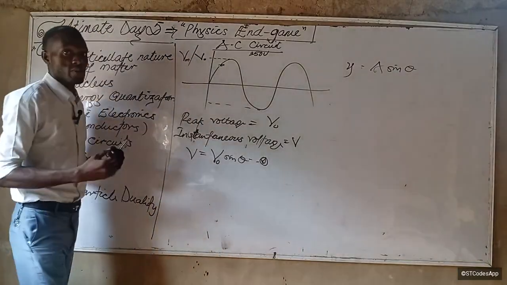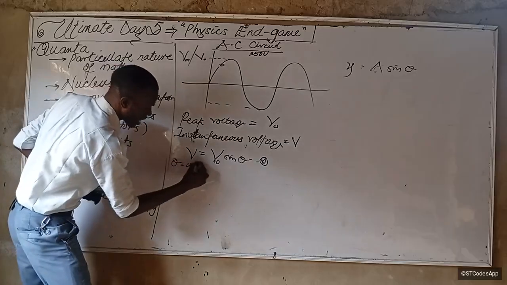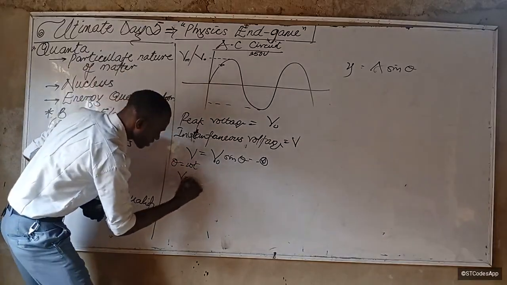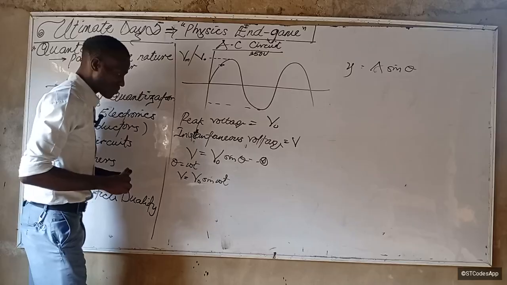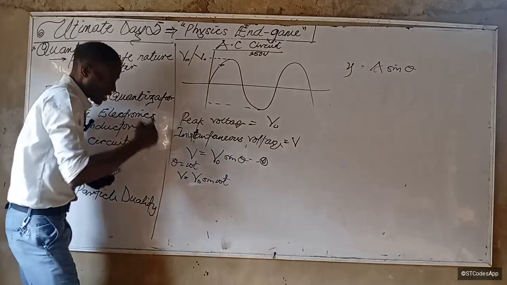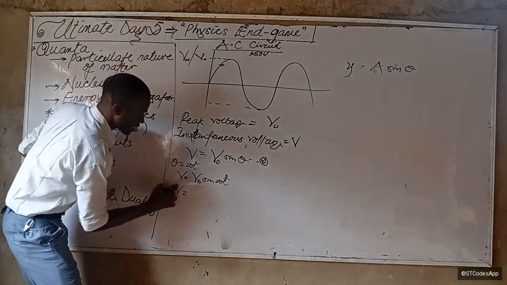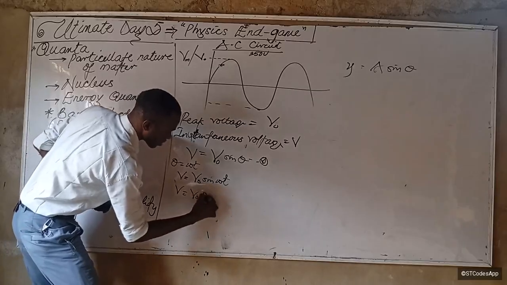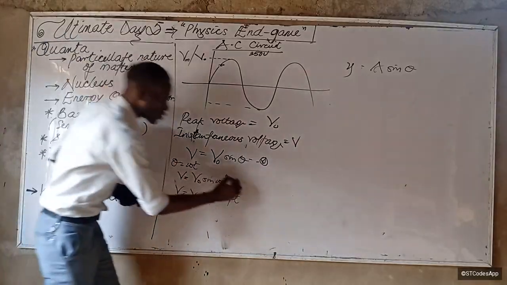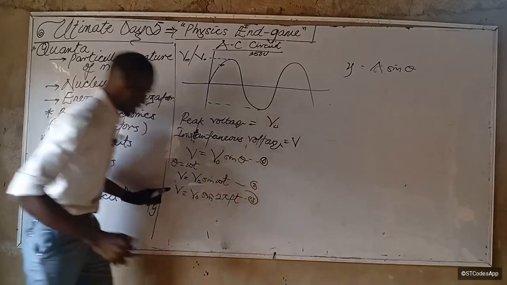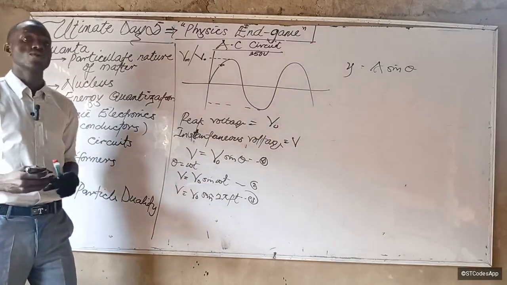We're going to be generating a number of equations here. And we know that theta is equal to omega t. Does that make sense? So instantaneous voltage will be V naught sine omega t. This makes sense, yeah? Let's just go one more step: V equals V naught sine 2 pi f t. So these are the possible formulas that we can have for our instantaneous voltage.